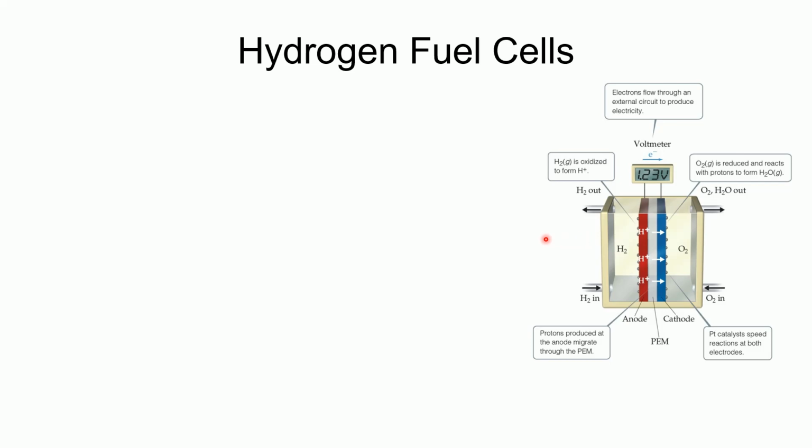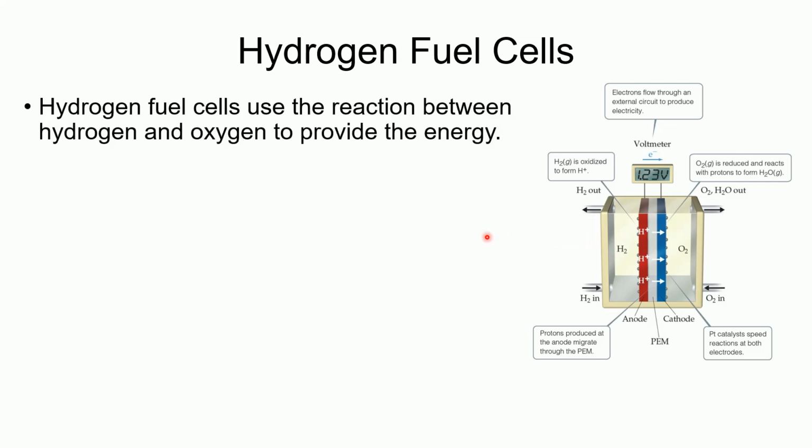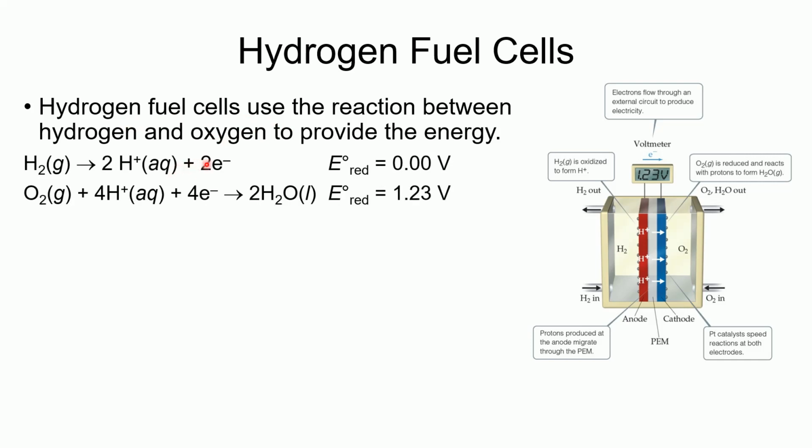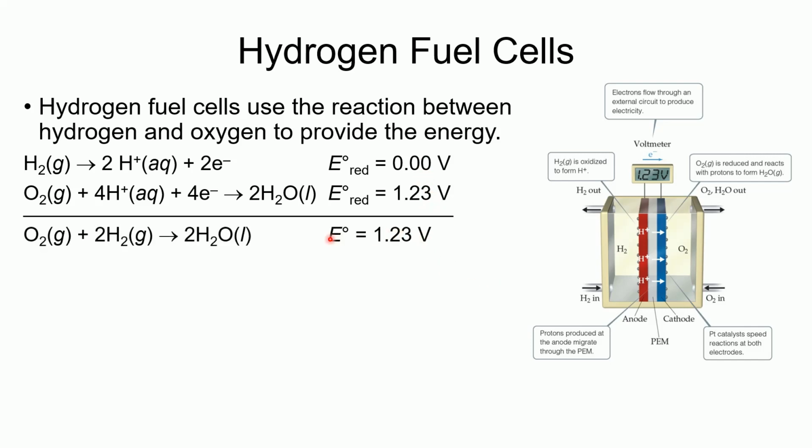We also want to look at hydrogen fuel cells, which are pretty cool. Hydrogen fuel cells use the reaction between hydrogen and oxygen. So hydrogen is getting oxidized here, and then this oxygen is getting reduced. That gives us a difference of 1.23 volts. Just like with other things, we can multiply that. If we do multiple fuel cells in series, we can get multiples of that if we need to power something.